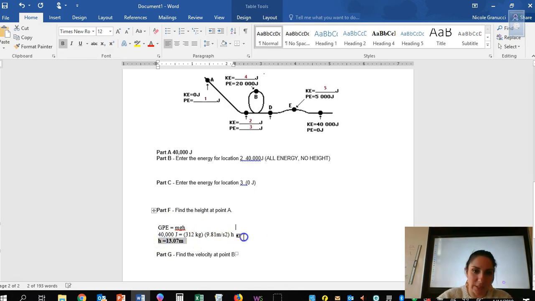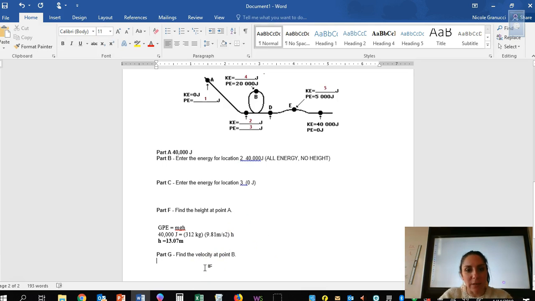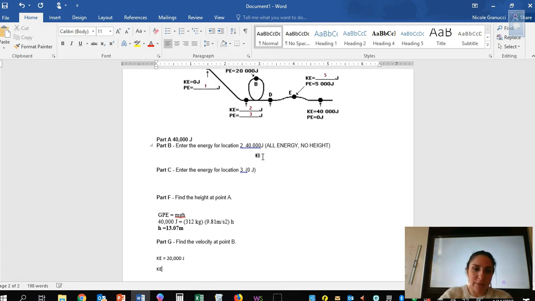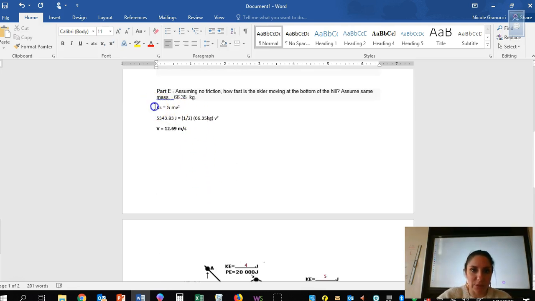You take the energy at the top and you apply the energy equation. And then same thing, the velocity for part B. The energy there from a previous question is 20,000 because it has to equal 40,000. That's because the total energy has to remain constant. So the energy at that location is 20,000. And then what we're going to do is similar to what we just did, is say that the kinetic energy is equal to 1/2 mv squared.